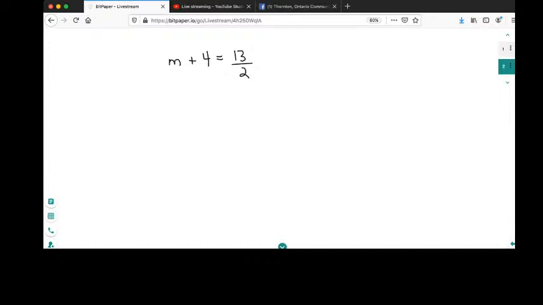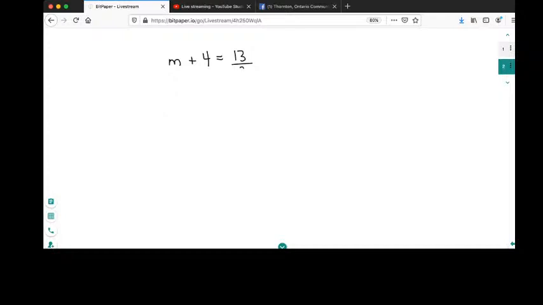Remember that my goal is to get rid of this 2 in the denominator, because when you're solving algebraic problems, questions, equations, whatever you want to call them, having coefficients that are fractions, or even just numbers that are fractions, can be problematic for us. So let's go ahead and multiply everything by 2.